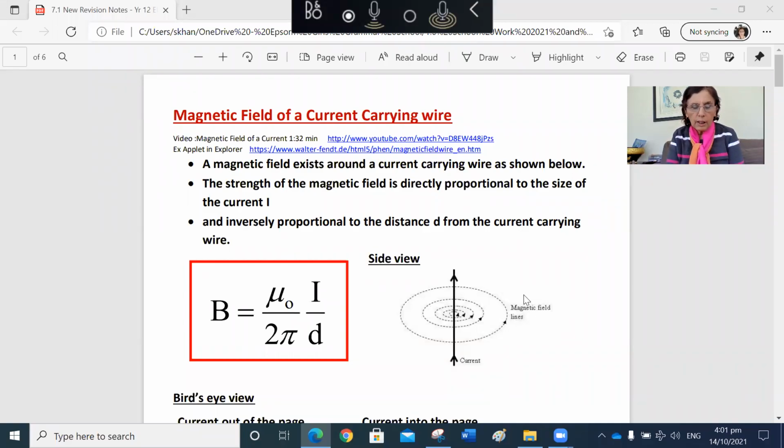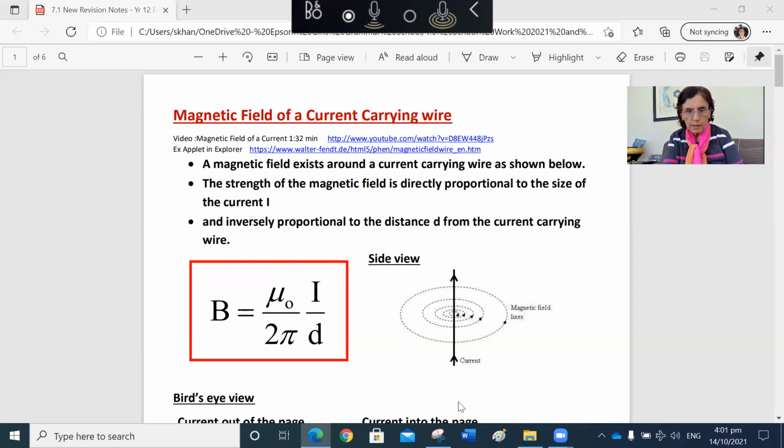Hello everyone. In this video, we will revise the electromagnetism topic of Year 12 physics. First of all, we will look at the magnetic field of a current carrying wire, then the force on a current carrying wire, or basically how does a motor work, and then the force on a charge in a magnetic field, and then finally what is electromagnetic induction.